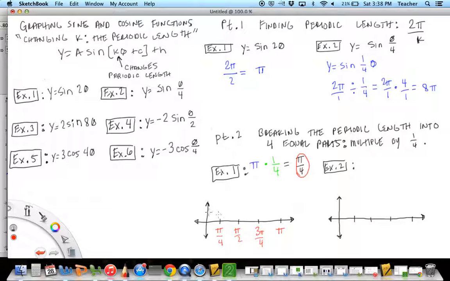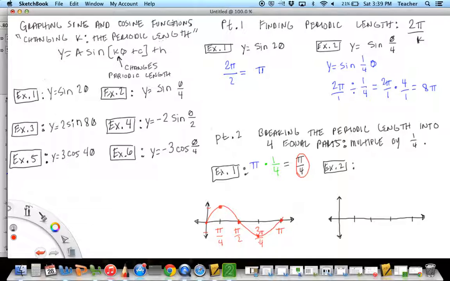All right, so now let's graph this thing. My amplitude is 1, and it starts at the midline because it's a sine function, so it's going to go up to 1, back to the midline, down to negative 1, and back up. That looked pretty good.